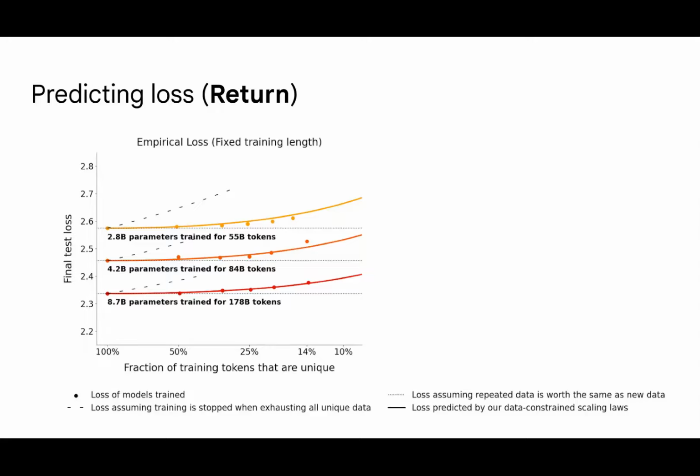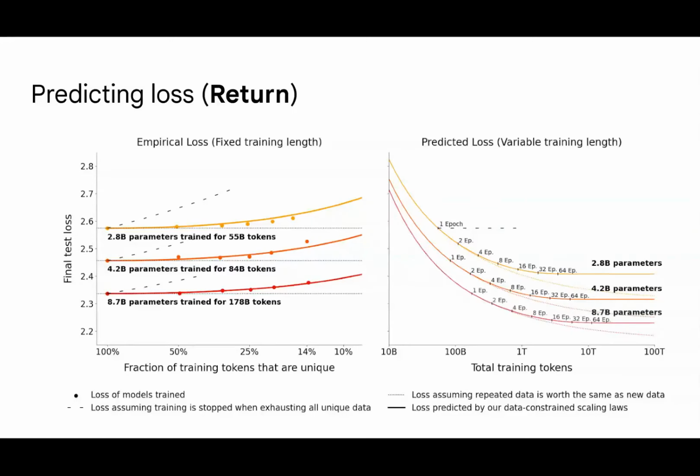Now we can also look at these projections in a theoretical sense. In this graph on the right-hand side, the x-axis represents the total number of training tokens used. Each point on this graph represents the number of epochs needed to reach that amount of tokens. The dotted line represents the expected test loss, assuming we had an infinite number of unique tokens. Each point on the graph represents the expected performance of a model under this amount of repeated tokens. For each of these lines, the number of unique tokens is held constant.